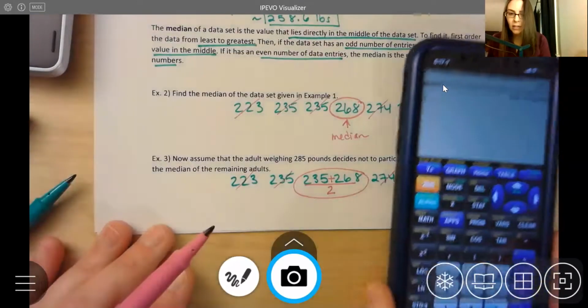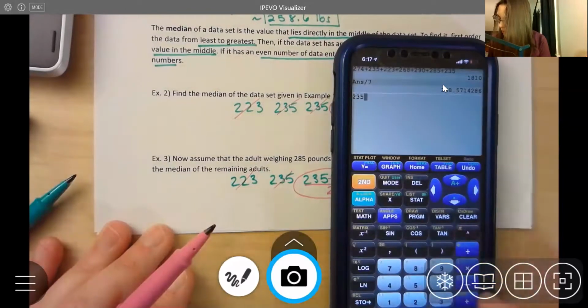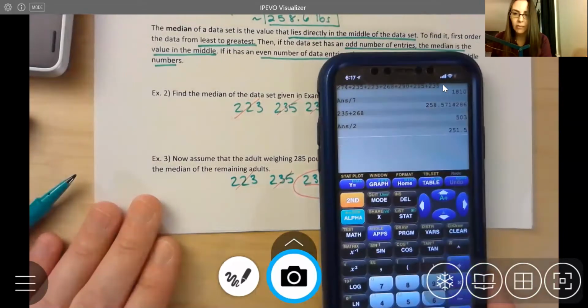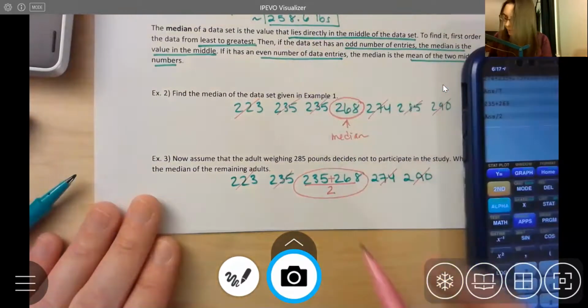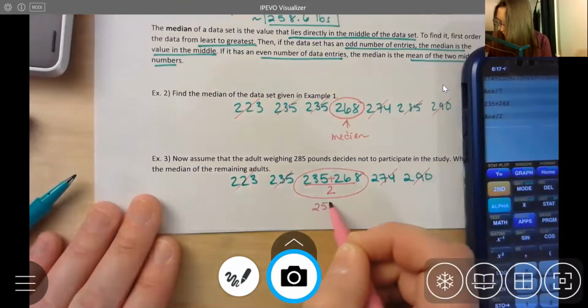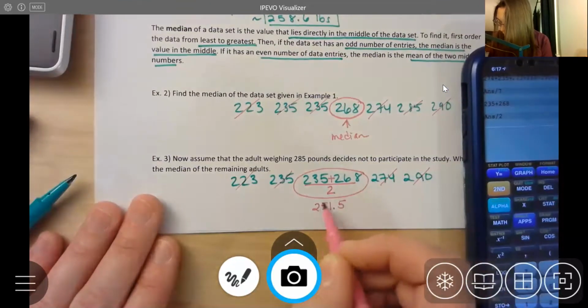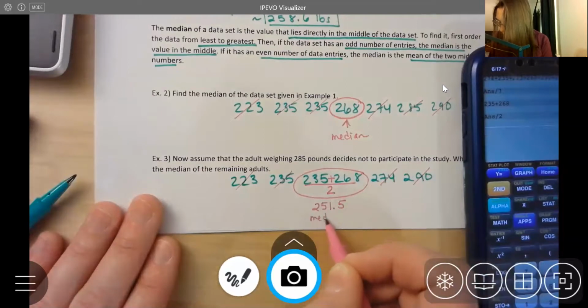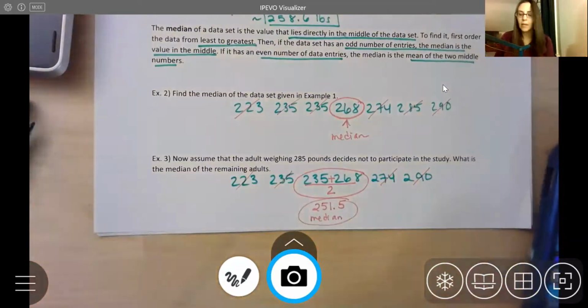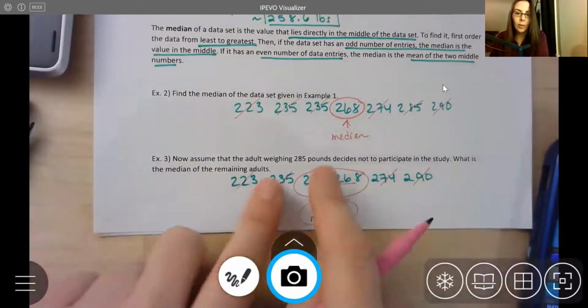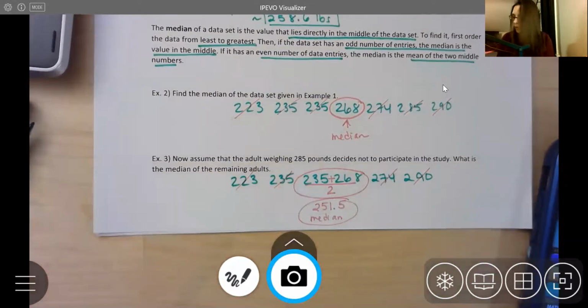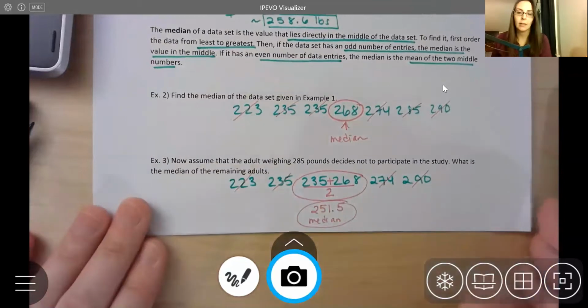So I'm going to take that 235 and 268, add them together, and divide by 2, and I have 251.5. So that's how you deal with it if you have an even number of entries. If you don't have a perfect middle, then you just take the mean of the 2 in the middle, and that is your median.